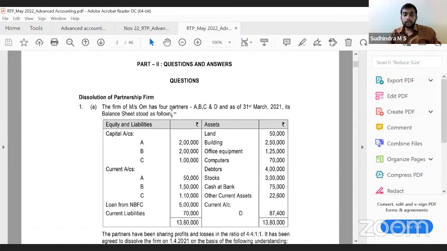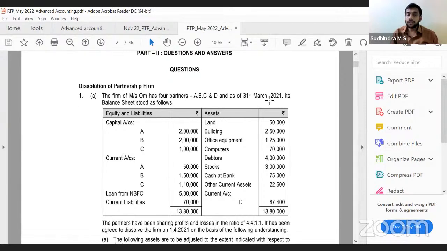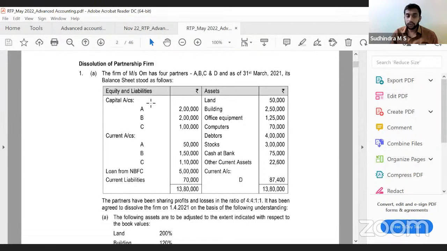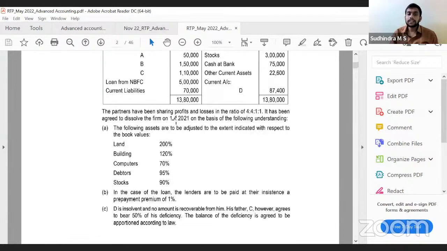The firm of Messrs. Ohm has 4 partners, A, B, C, D. As of 31st March 21, its balance sheet stood as follows: capital accounts of A, B, C, current accounts of A, B, C, loan from NBFC, current liabilities, land, building, office equipment, computer, data, stock, cash at bank, other current assets, and current account of D. Partners have been sharing profits and losses in the ratio 4:4:1:1.